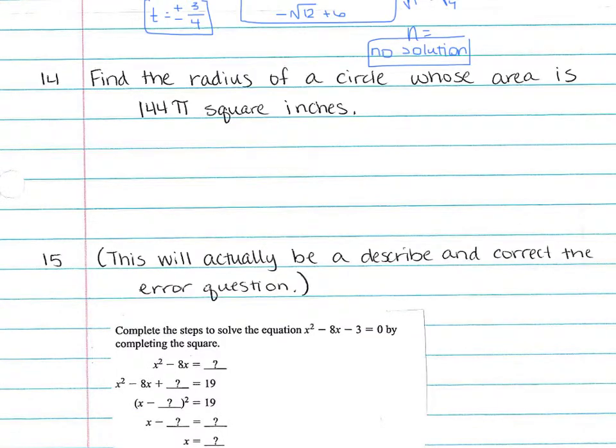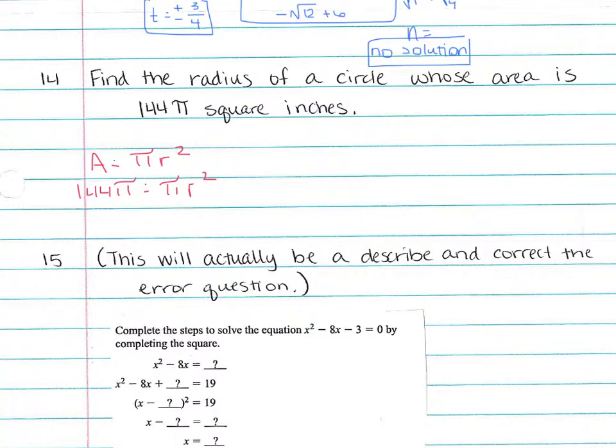For number 14, find the radius of a circle whose area is 144 pi square inches. To answer this one, we first need to define what area is for a circle. Well, area equals pi times radius squared. And we want to make sure that we have in our formula what we're looking for, which is radius. Well, the area is 144 pi equals pi times the radius squared.